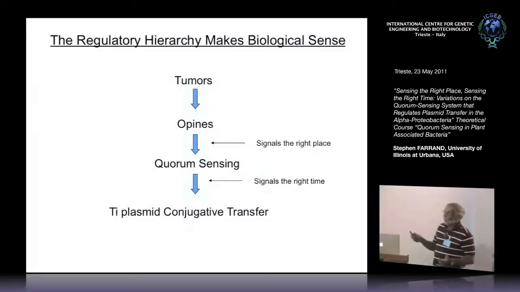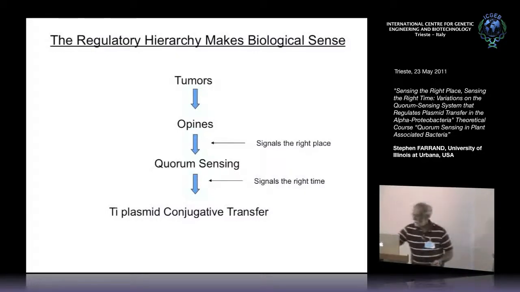Okay? The quorum-sensing system, which is what the opines really regulate, does something different. It tells the TI plasmid that it's the right time to conjugate. That is, the population size has built up to a level in which, the way that I look at it, rare recipients that come into the vicinity have a higher probability of meeting a donor that has a TI plasmid turned on, and so now you have the TI plasmid conjugative transfer system activated.